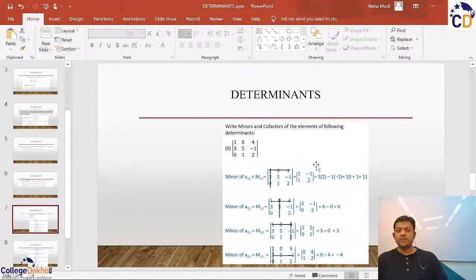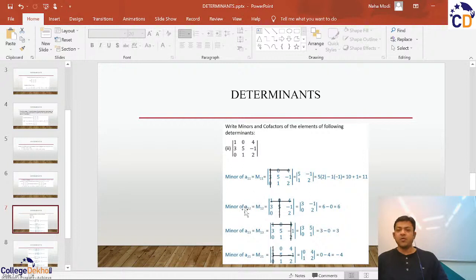If you remember what we discussed in the first slide, the numeric value of this determinant will be 5 times 2, minus negative 1 times 1. And our answer comes out to be 11. So what is the value of the minor A11? The value of A11 is 1. So the minor of A11 will be 11.